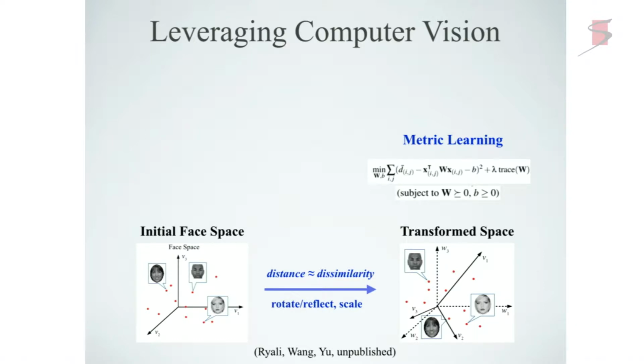The actual algorithm we're using is called metric learning. It allows a linear transformation of the original face space, allowing rotation and reflection of the basis vectors and then rescaling. It's a linear transformation that minimizes the difference between the perceived dissimilarity and the Euclidean distance between pairs of points. Importantly, we include a trace regularization term that allows us to penalize the eigenvalues of the transformation. What that does is reduce the number of relevant facial features that are important for similarity judgment in this transformed space.